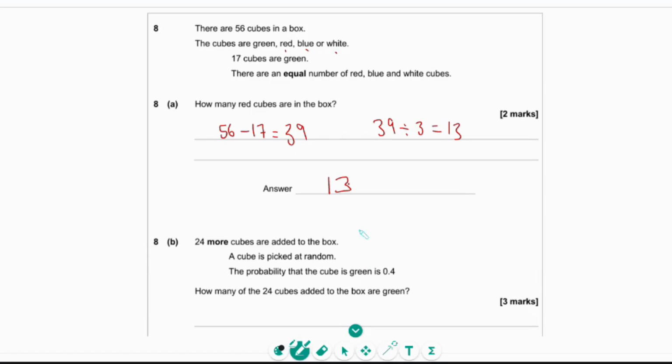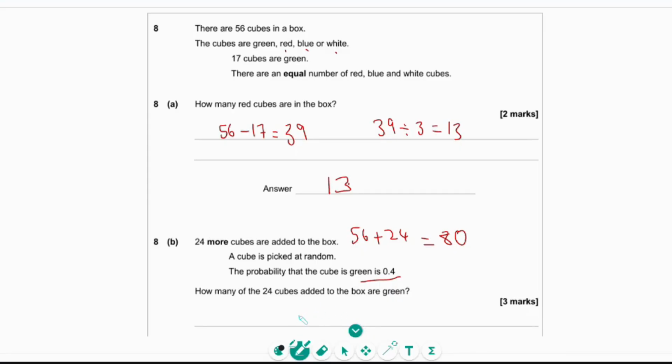24 more cubes are added to the box. So now, in total, there are 80 cubes. A cube is picked at random. The probability that the cube is green is 0.4. How many of the 24 cubes added to the box are green?